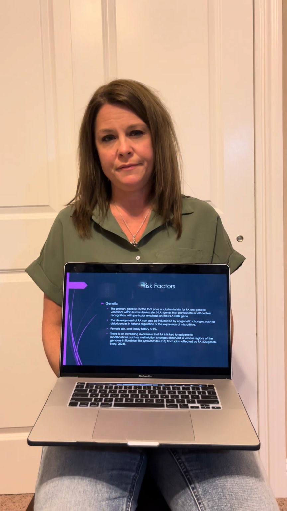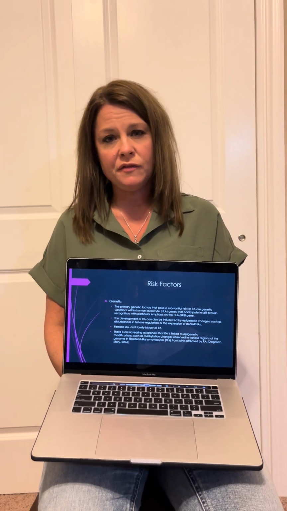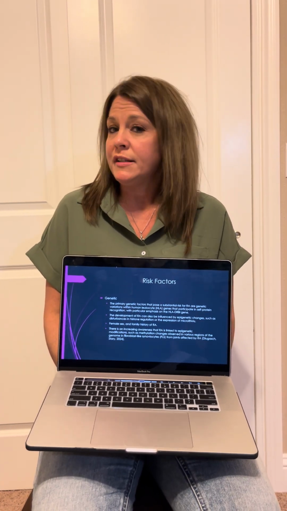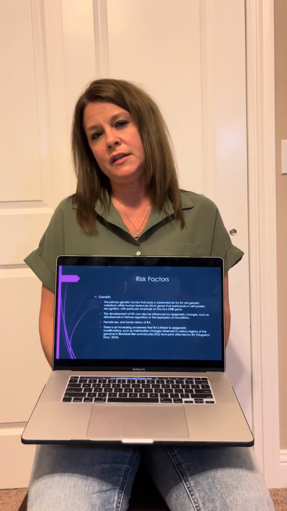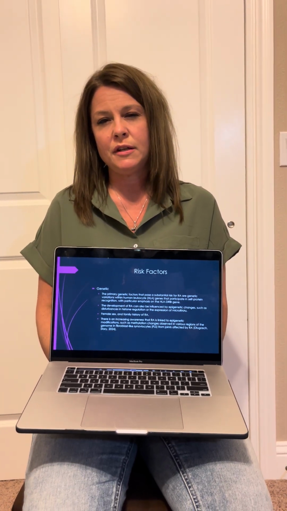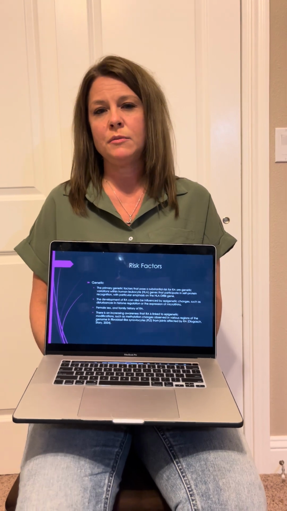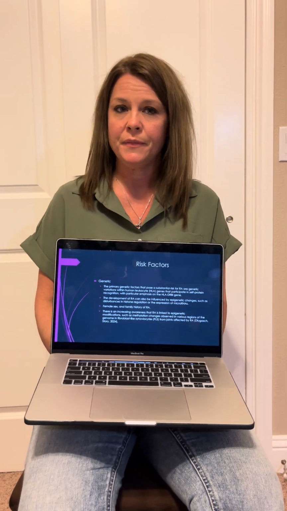Risk factors, the genetic risk factors. There's the human leukocyte genes, the HLA, that participate in self-protein recognition. A big one is that females are more likely, and family history. But back in the day, I don't think as many people got tested as they do now. I don't think I have any family history of RA, but I know my mom has had some issues, and I'm sure if she got tested, she would have it.